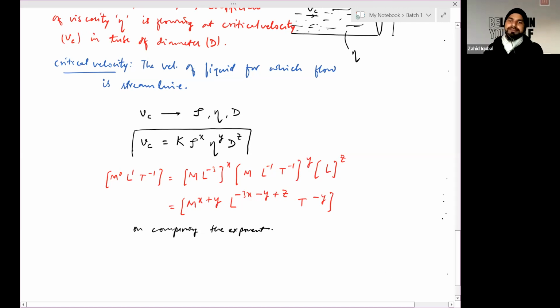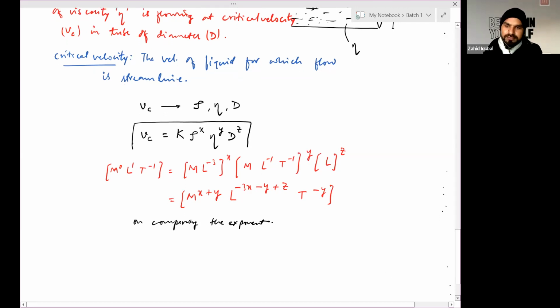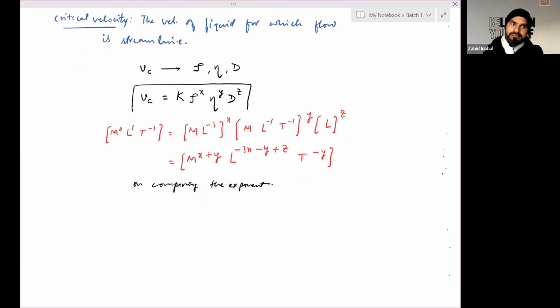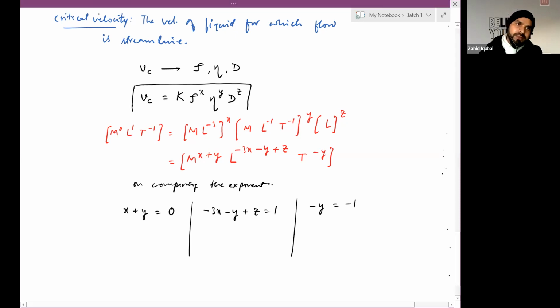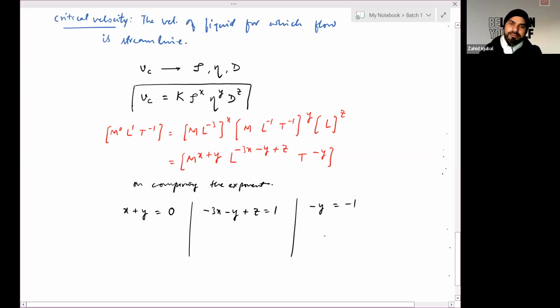Hamza, you got any answer? We have M raised to 0 on the left-hand side and M raised to x plus y on the right-hand side. So on comparing the exponents, we can write x plus y equals 0. Similarly, for the exponent of L, we can write minus 3x minus y plus z equals 1. And for the third part, minus y equals minus 1. So minus and minus will cancel out, so you'll get y equals 1.